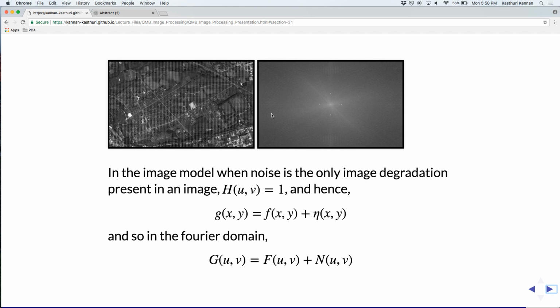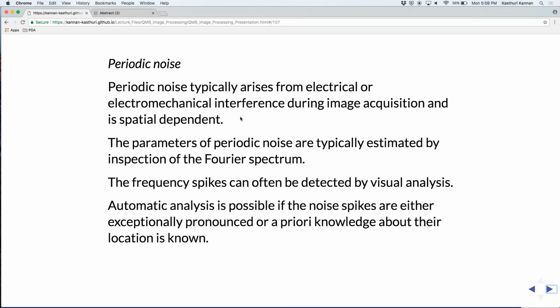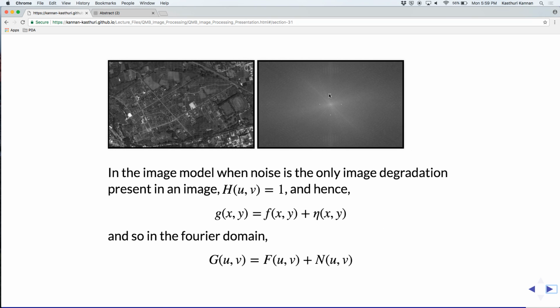For instance, here when we have this model, this is all corrupted by periodic noise. If you look at the Fourier spectrum, you see the 4 dots in here correspond to this. This is one of the nicest analyses using the Fourier domain, right? So when we have these kinds of noise, we can use filters to remove it. For instance, in this example, I can take only this particular area, and that's going to remove the noise.